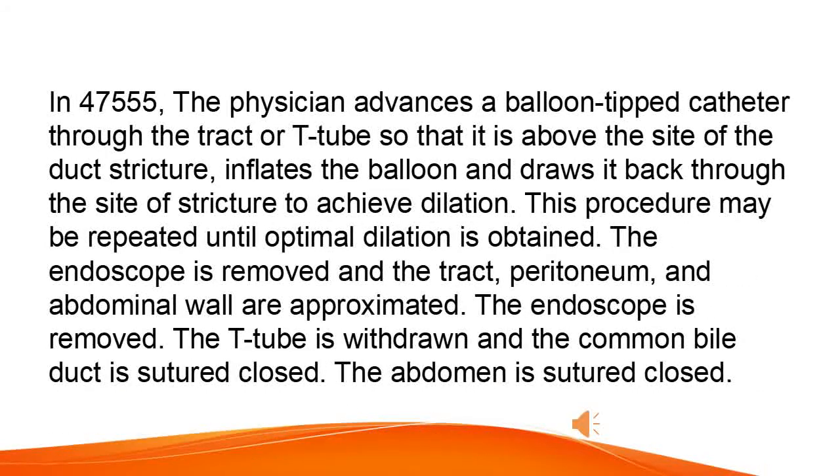The physician advances a balloon-tipped catheter through the tract or T-tube so that it is above the site of the duct stricture, inflates the balloon and draws it back through the site of stricture to achieve dilation. This procedure may be repeated until optimal dilation is obtained. The endoscope is removed and the tract, peritoneum, and abdominal wall are approximated. The endoscope is removed. The T-tube is withdrawn and the common bile duct is sutured closed. The abdomen is sutured closed.